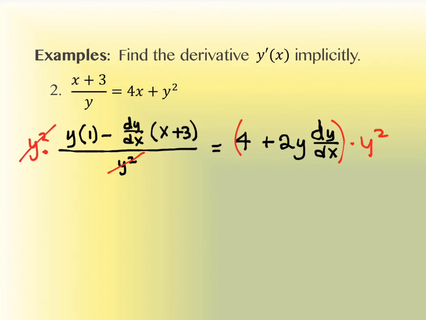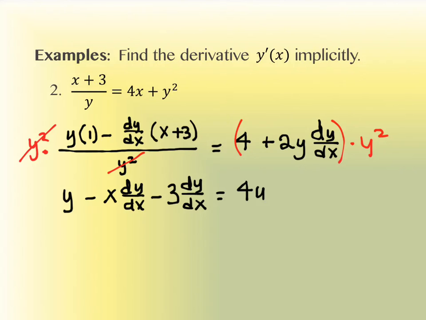So on the left-hand side, of course, that cancels with the denominator, which is why we did it. And then I'm left with y minus, and I'm going to write these out. I've got x dy/dx, and then I have minus 3 dy/dx. So I actually have how many dy/dx's? 3 of them, right? All right, now on the right-hand side, I'm going to distribute the y squared through. So I have 4y squared plus 2y cubed dy/dx.